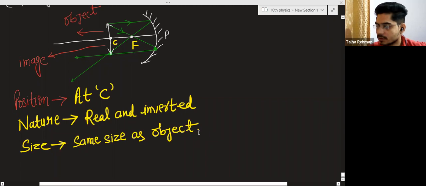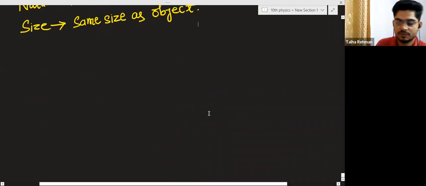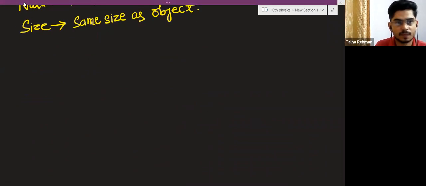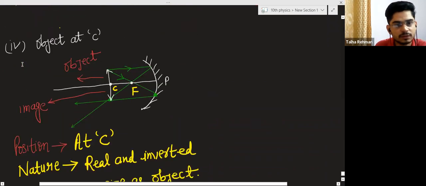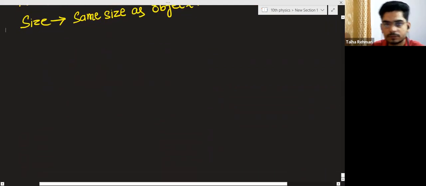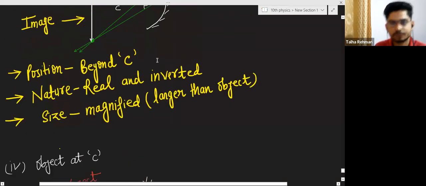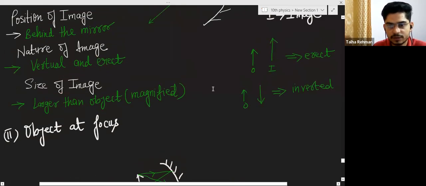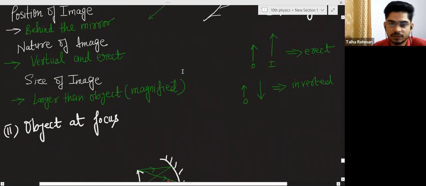Now there is the last case, not last case of this chapter, means this topic. This is fifth point. Fifth point means now where we will place the object. First here, then here. Okay. After that here. After that here. Now we will place the object beyond C.